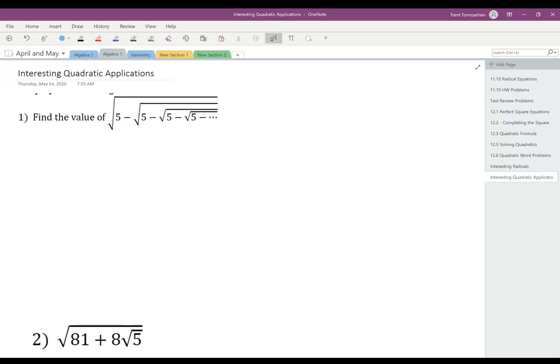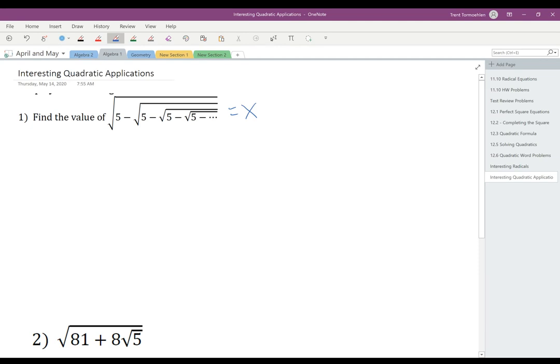For number one, this is one of those infinitely nested radicals. So to solve it, what we're going to do is start by saying we want to know what the value of this is. And so it must equal something, and we don't know what it equals, which is a prime opportunity to use a variable. And so we set this equal to x.